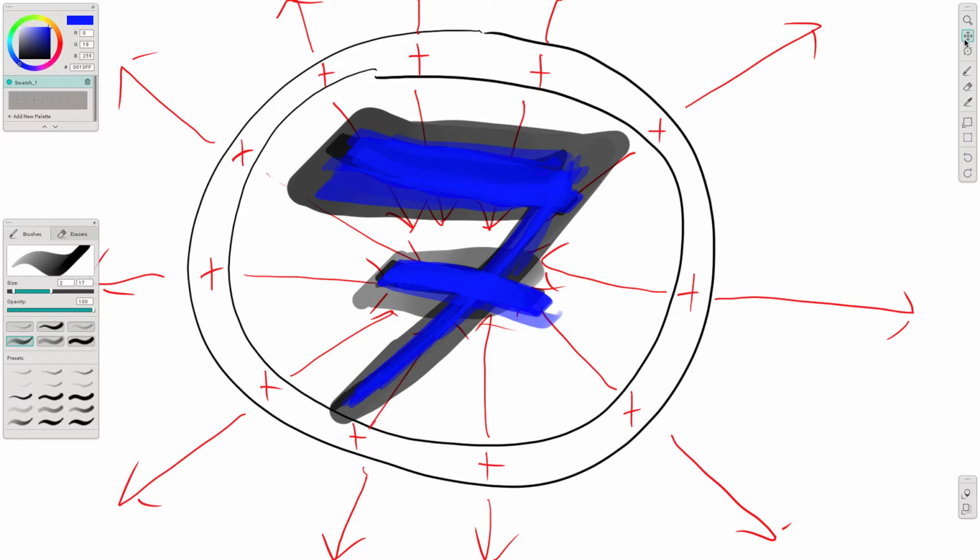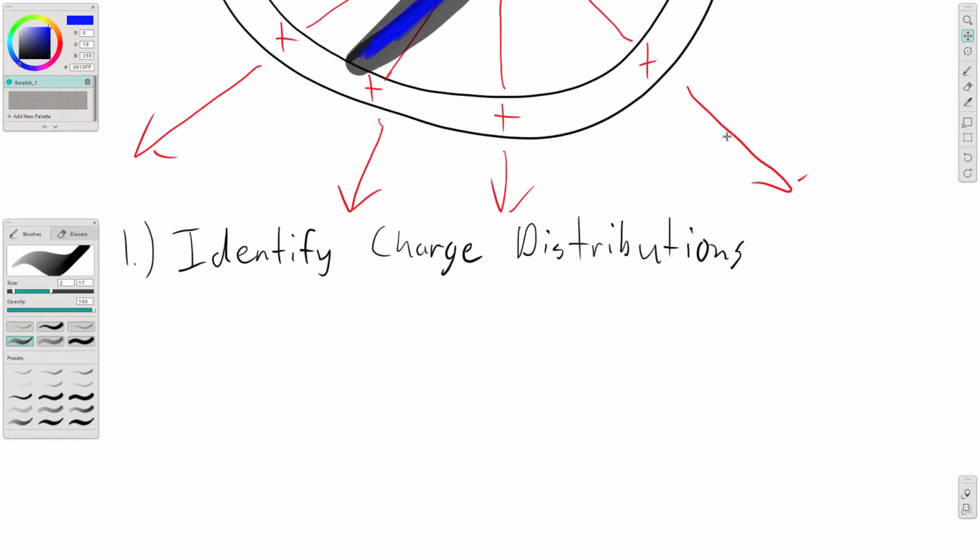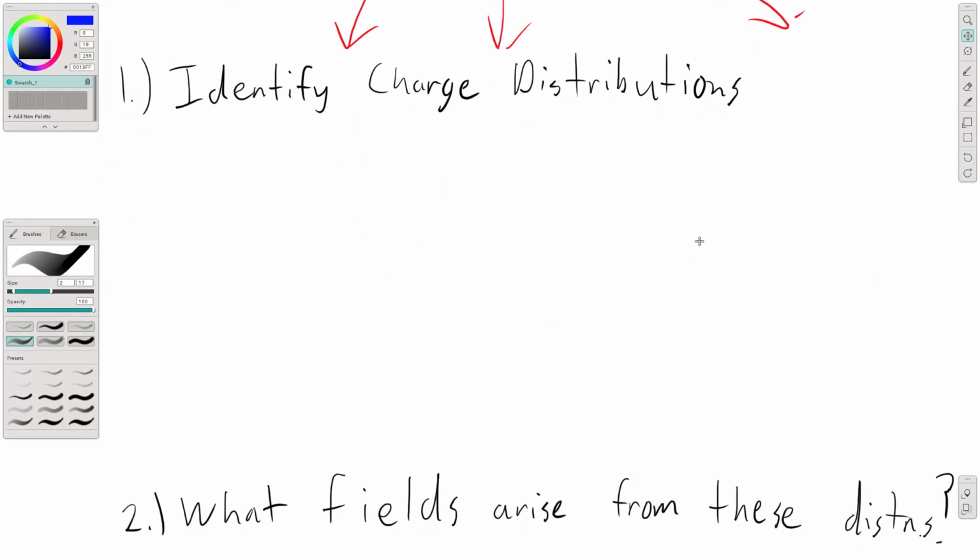I have posted an announcement about this strategy in brief, but we're going to dig out how to use it for this specific problem. So we first need a problem, which I'm going to draw under the first step, which is identify the charge distributions.